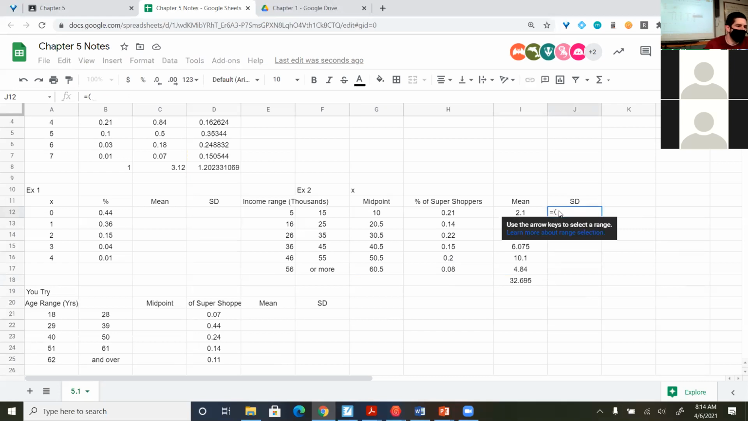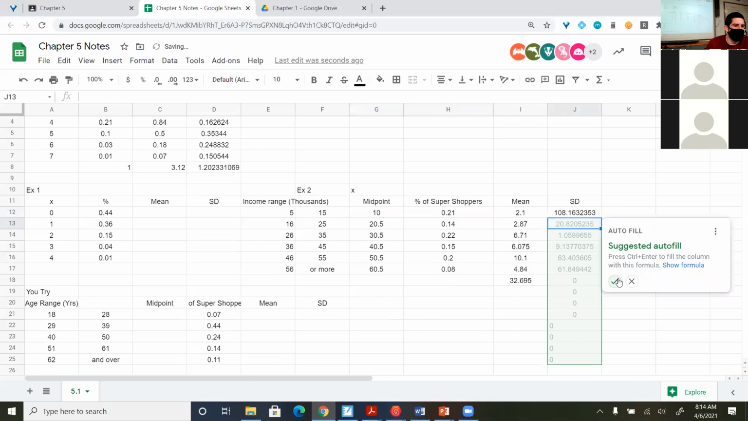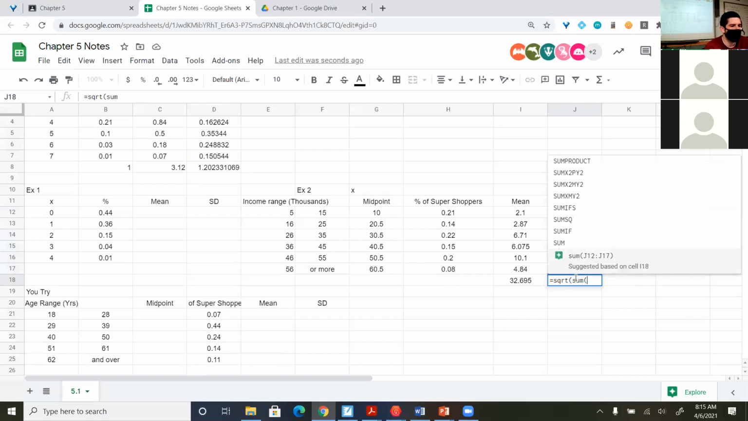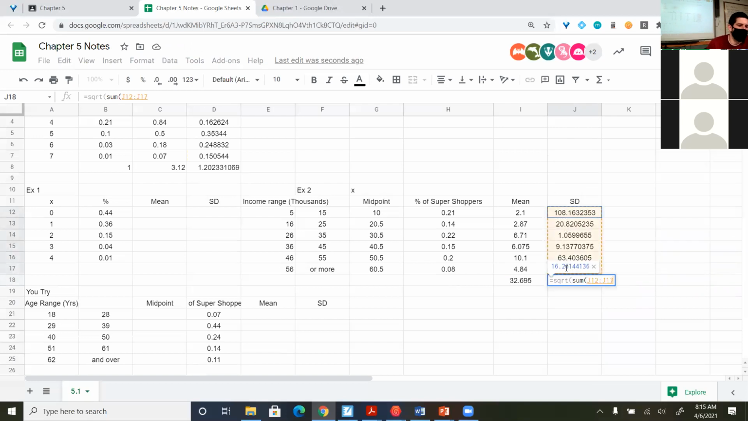Well, equals, parenthesis, my x value, minus, again, I'm not going to click on the mean because it will use all the other cells. So I'm just going to use the digits I have, square it, and multiply it by the probability. Not going to autofill because they want to fill in more than I want them to. So now I have all of the x values minus the mean, squared, times their probabilities, and equals the square root of the sum of the cells I want.